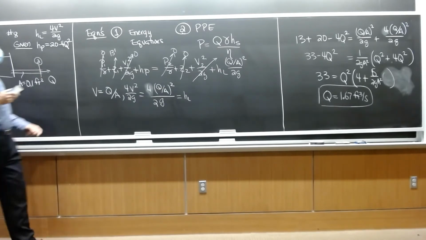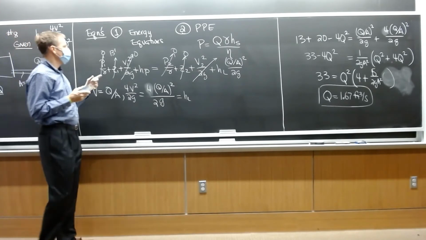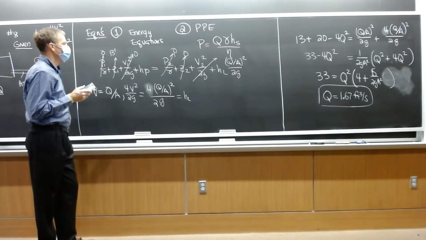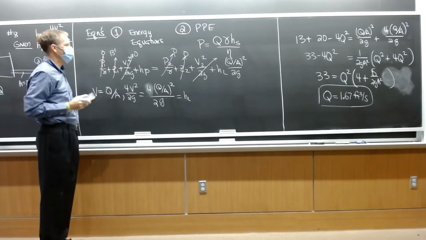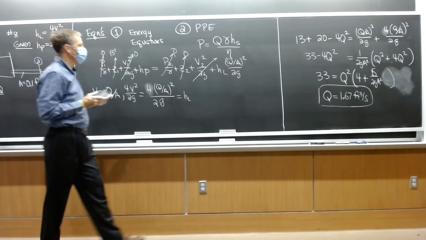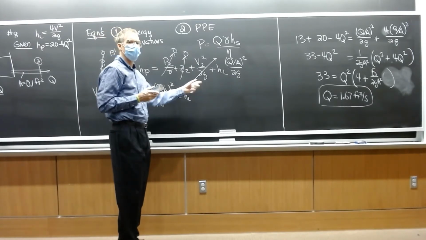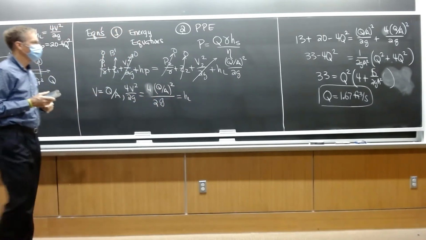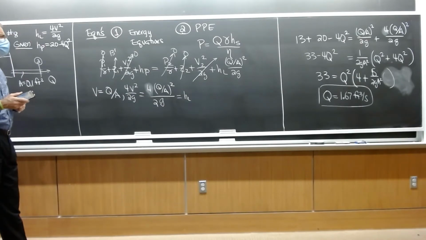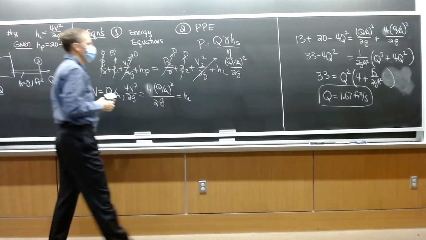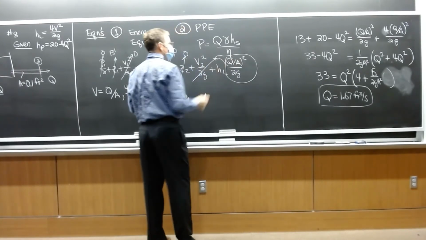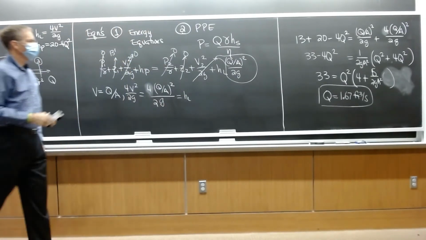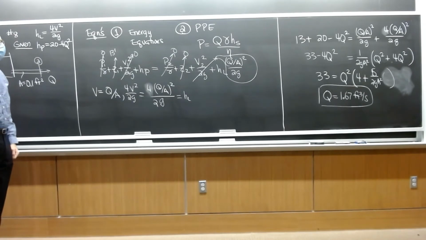Noting that you're given the upstream head, the downstream elevation head is 0. You do have to include the downstream velocity head, which is what this is. All right.